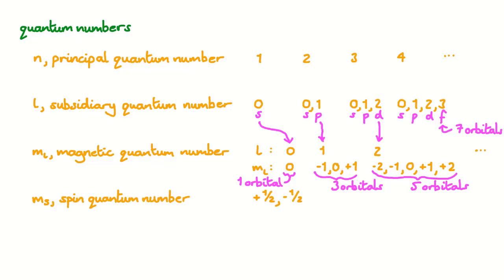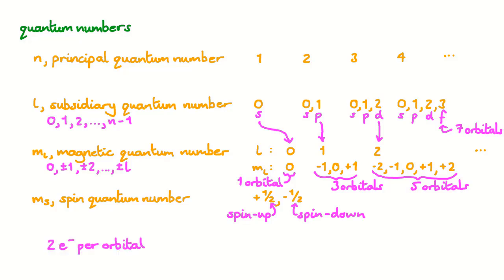The final quantum number, ms, the spin quantum number, indicates the spin state of an electron, either spin up or spin down. Plus a half indicates a spin up state, and negative a half indicates a spin down state. Just in case you need them, here are the general formulas for L and ml.